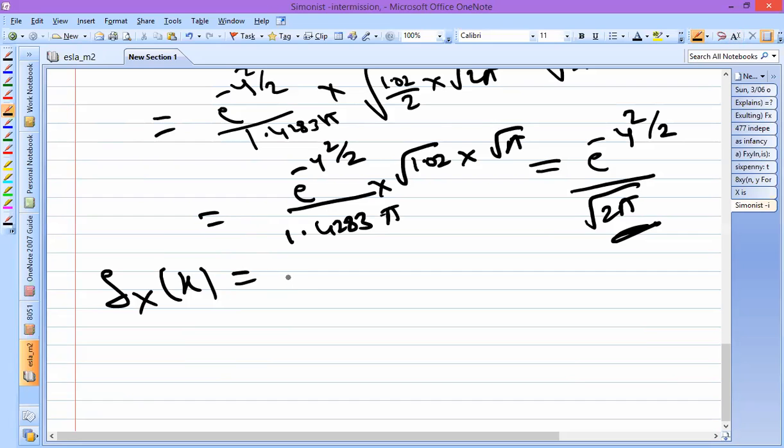Shall I write the answer or are you going to tell? The answer for fx of x is e to the power minus x square by 2 all divided by root 2 pi. This is the answer for the marginal PDF fx of x.